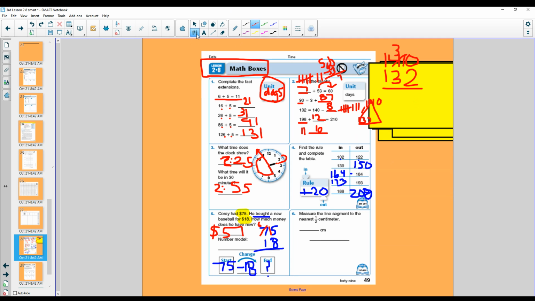You were supposed to measure that line. And if you measured that line using centimeters, you would get 4 and a half because it was halfway between. Okay, that's how you write 4 and a half. The 4 is big. The half is just a little small. Practice your math facts today.